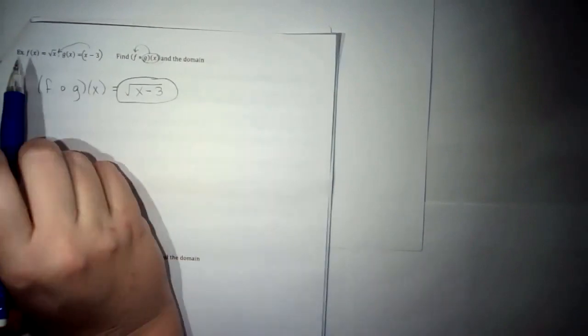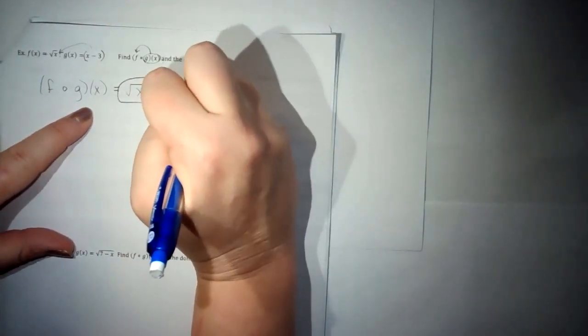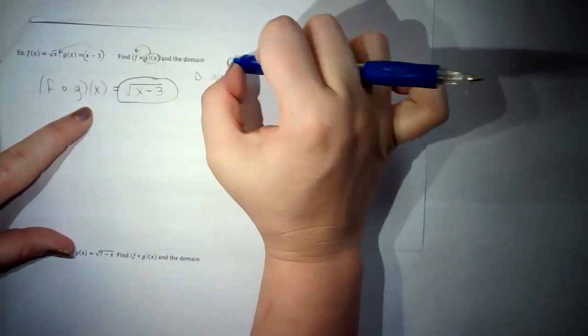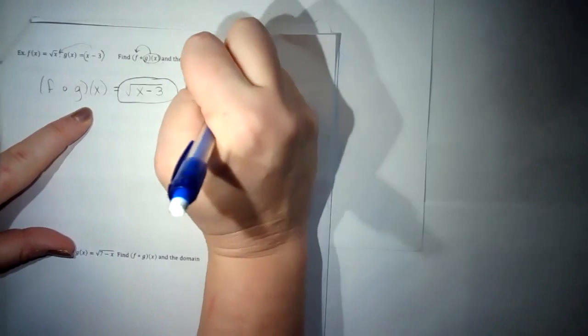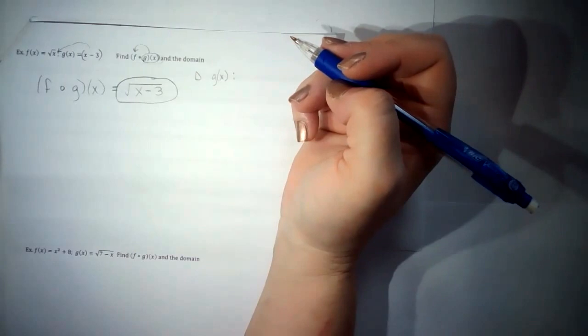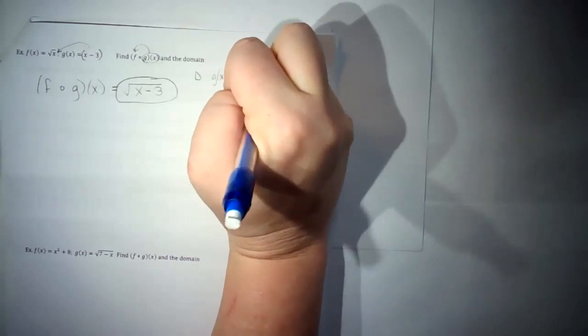That's it. Okay, now we need his domain. So do I need to find the domain of f of x and g of x? No, I only need to find the domain of g of x, right? Because he's the one listed last. So let's see if we can find the domain of g of x. Okay, what is the domain of x minus 3? It's all real numbers because there's no denominator and there's no radical. So he's actually all real numbers.